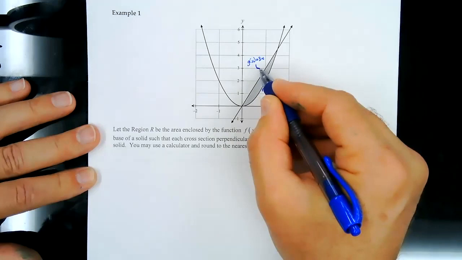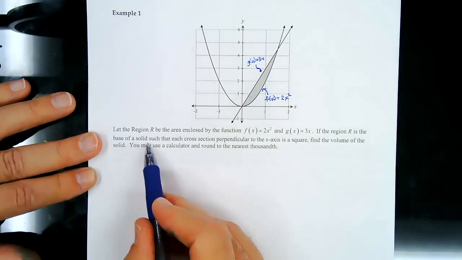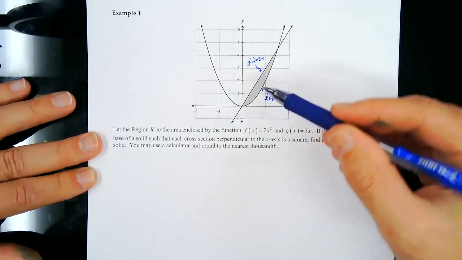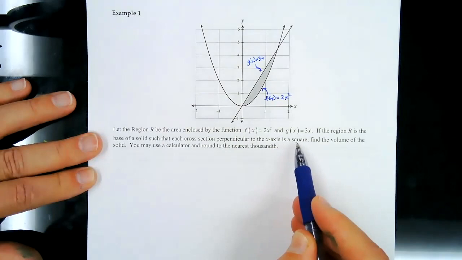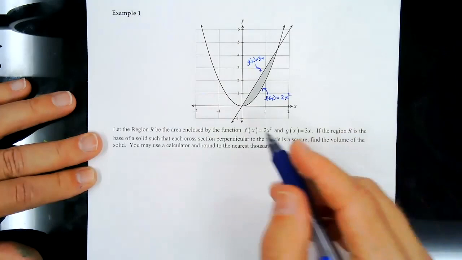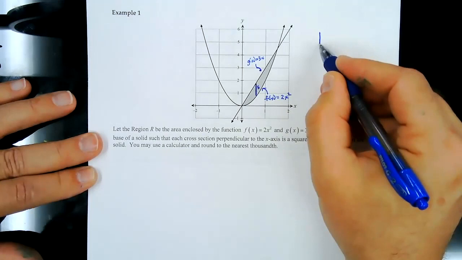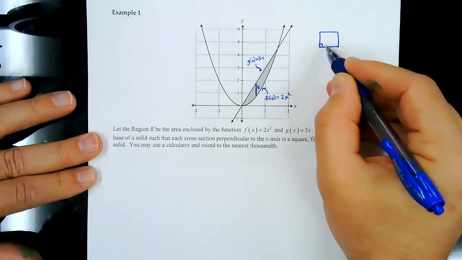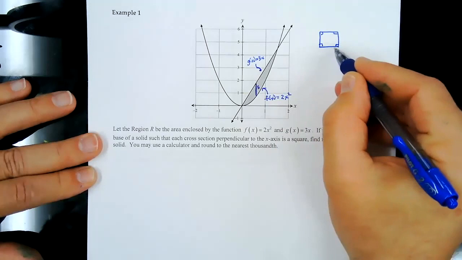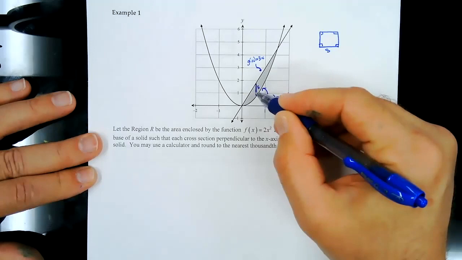Okay, and if the region R is the base of a solid such that each cross section perpendicular to the x-axis, so we're going vertical, is a square, find the volume of the solid. So we're going to make squares. So all of these are going to be squares. That means this distance right here is the side of a square. So that's S. So my area is going to look like this. That's one of these squares, and this right here is my S, and that corresponds to this side right here. So this would be sitting right here and then coming up out of my paper.